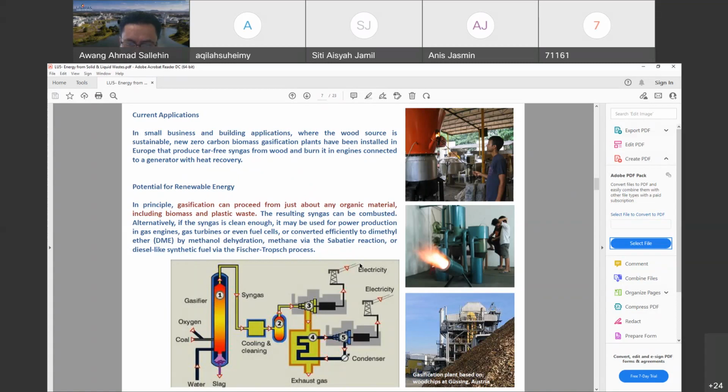Okay, because gasification can proceed from just about any type of organic material available, including the biomass and also the plastic waste. So the resulting syngas, the biogas, can be combusted, and if it's clean enough, again it can be used for power production in gas engines, gas turbines, and even fuel cells. Okay, or converted efficiently to dimethyl ether by methanol dehydration, or methane from Sabatier reaction, as well as diesel-like synthetic fuel from the Fischer-Tropsch process. Okay, so there are all sorts of byproducts that are available for production through this gasification process.